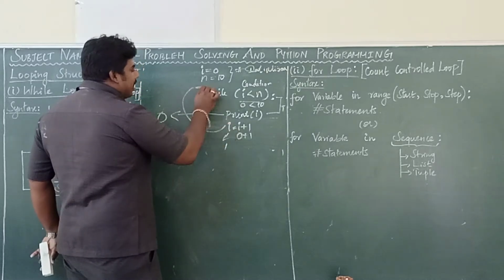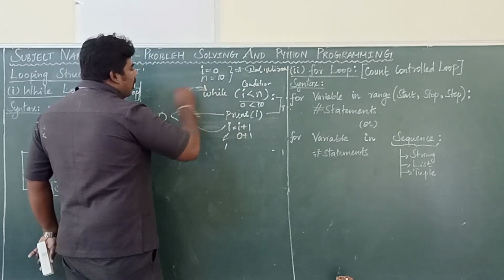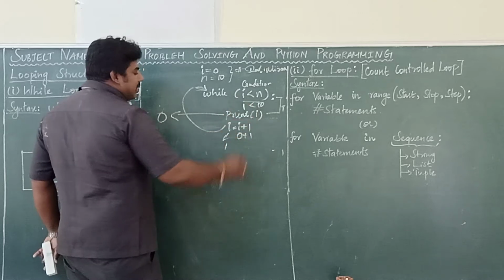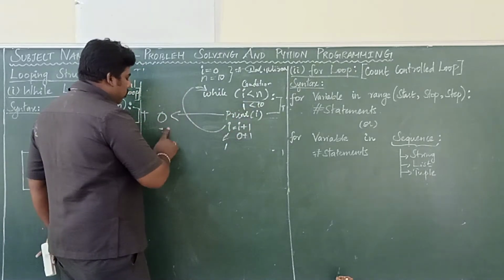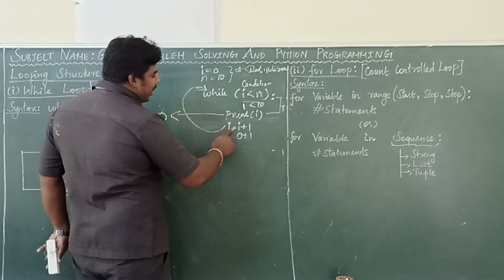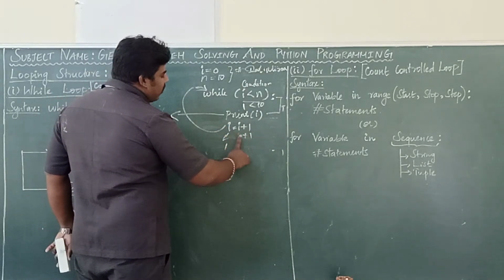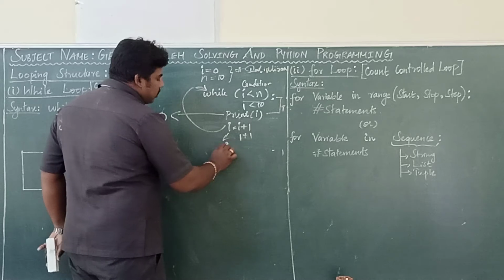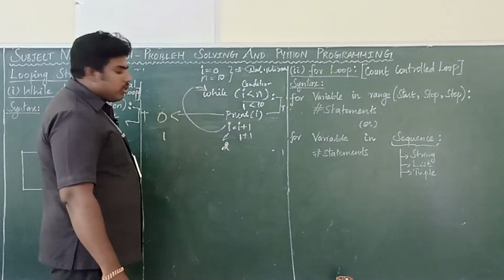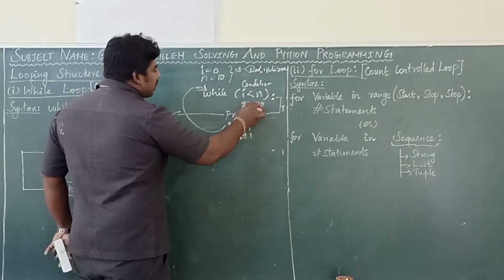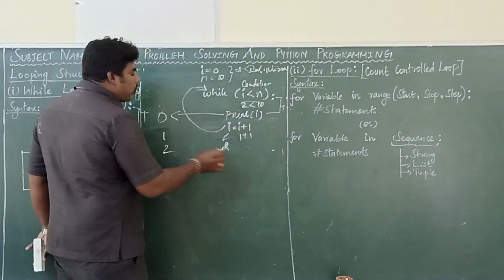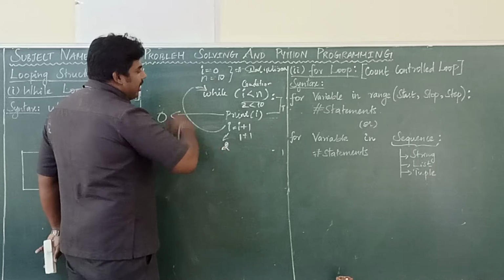So what's the i value now? 1. So again the loop. Now what's the i value? 1. 1 less than 10. The condition is true. So again you are printing i. So it is 1. Now again, what's the i value? i plus 1, that is 1 plus 1. You are getting 2. Now again 2 less than n. The condition is true. It will print 2. Then again 3.